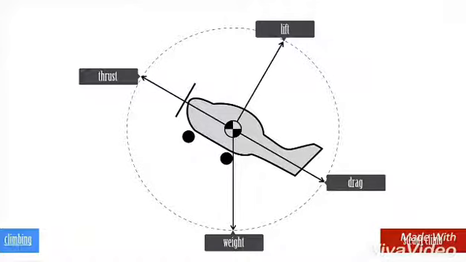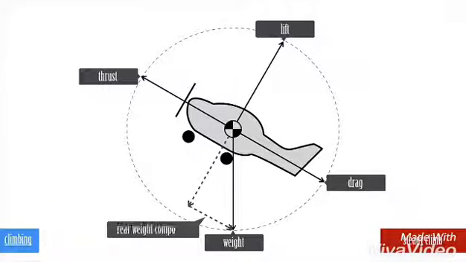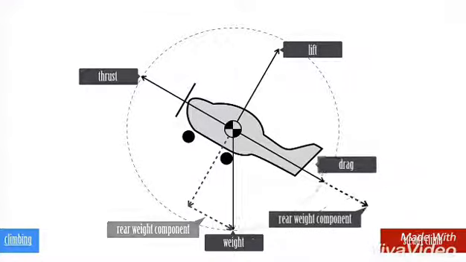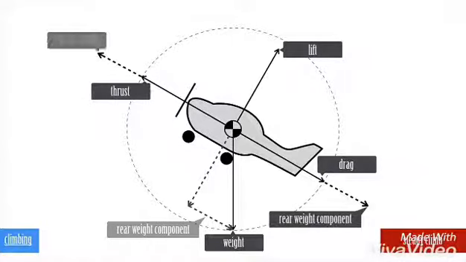So weight may be resolved into two vectors: the weight component that opposes lift and the rear weight component. Lift is slightly reduced because the opposing weight component is also reduced at the expense of the rear weight component. The rear weight component acts in the same direction as drag, therefore it contributes to drag. So to maintain the equilibrium and steady climb, thrust must increase. This is called excess thrust.